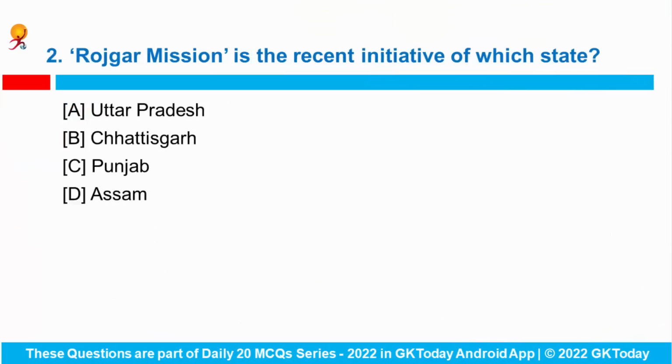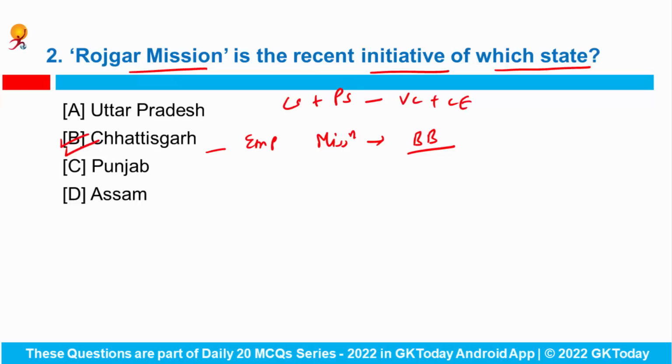Question number 2. Rozgar Mission is the recent initiative of which particular state? The government of Chhattisgarh has decided to set up an employment mission to be headed by Chief Minister Bhupesh Baghel. The Chhattisgarh Rozgar Mission will have the Chief Secretary and Principal Secretary as Vice Chairman and CEO respectively. It aims to create around 15 lakh job opportunities in the state in the next 5 years by leveraging the expertise of premier institutions such as IITs and IIMs.